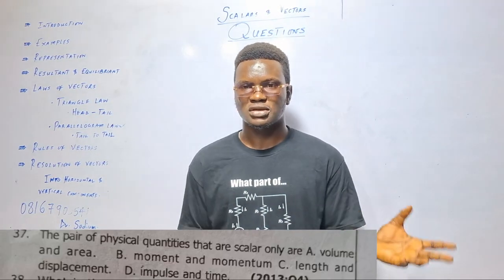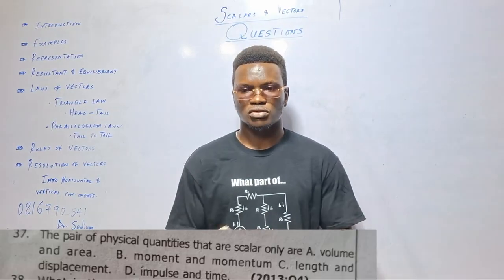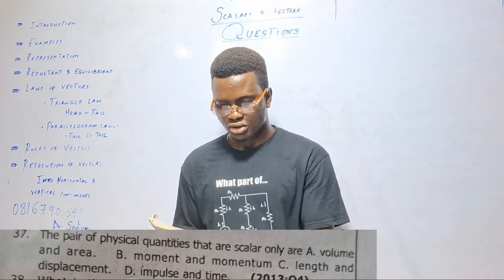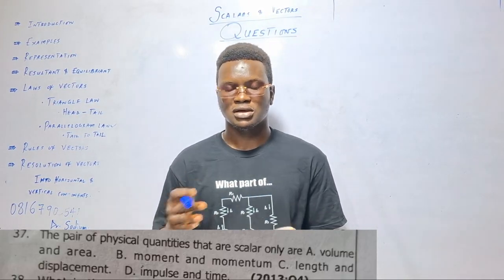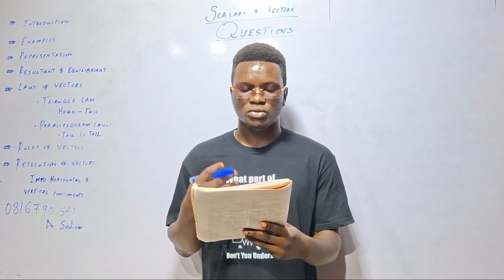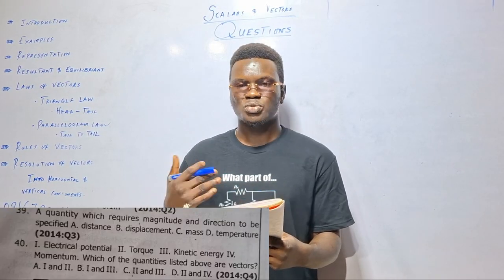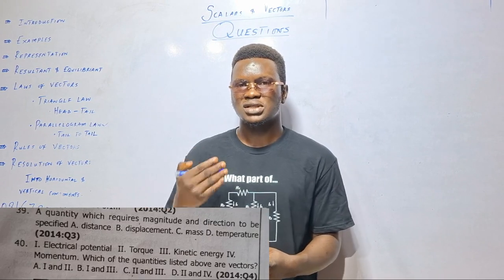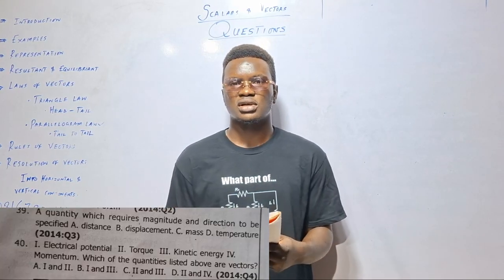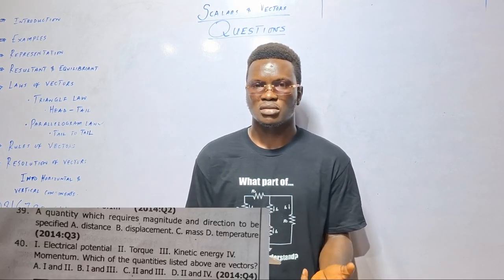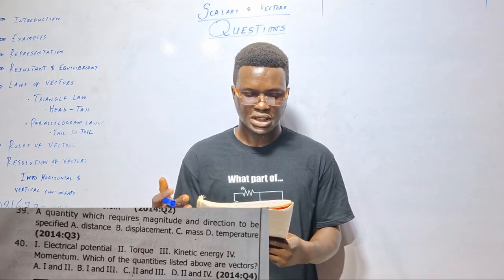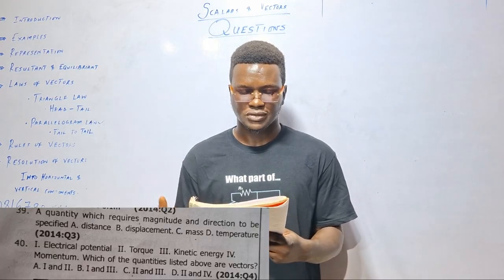Volume does not need to specify direction. Volume is the total quantity that occupies a particular space. So we are talking about volume and area. They are scalar quantities. So that is the correct answer. 39. A quantity which requires magnitude and direction to be specified. If they said this quantity requires both magnitude and direction to be specified, that's a vector quantity, because vector quantities signify both magnitude and direction. So the answer to that is B, displacement.